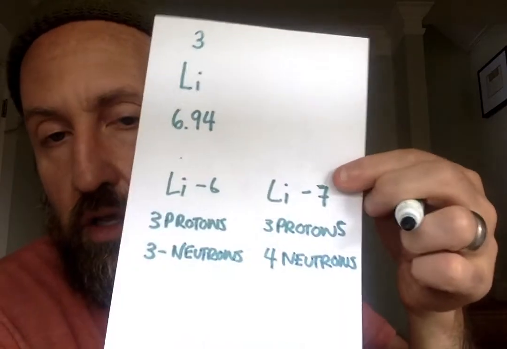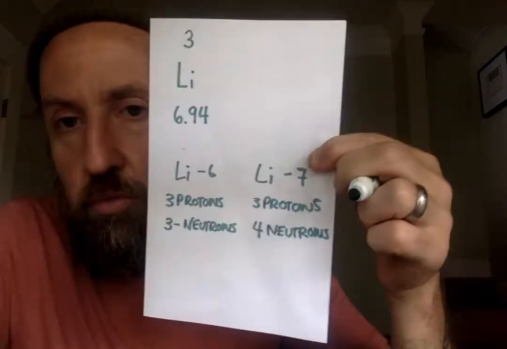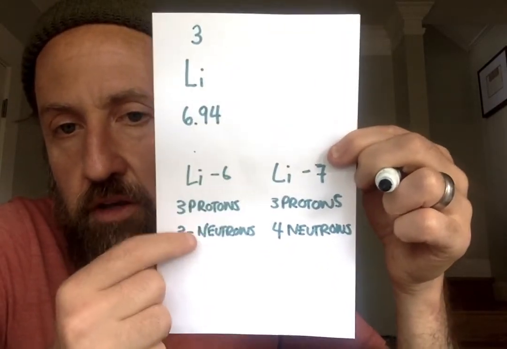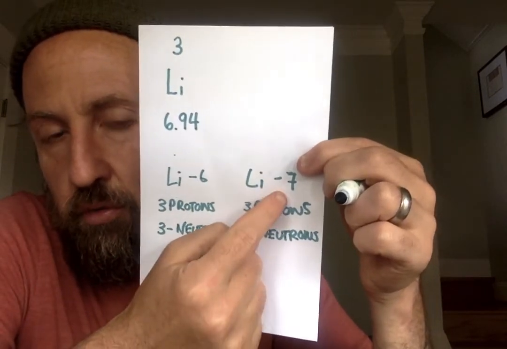But lithium 6 would have 3 neutrons, whereas lithium 7 would have 4 neutrons. And that's essentially what an isotope is. It is just an atom of a certain element with a different number of neutrons. And so 3 and 3 is 6, 3 and 4 is 7.